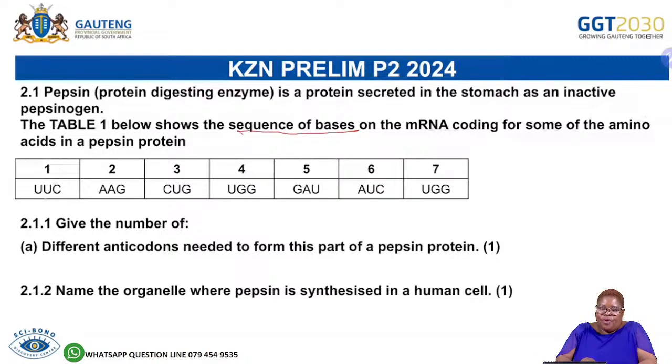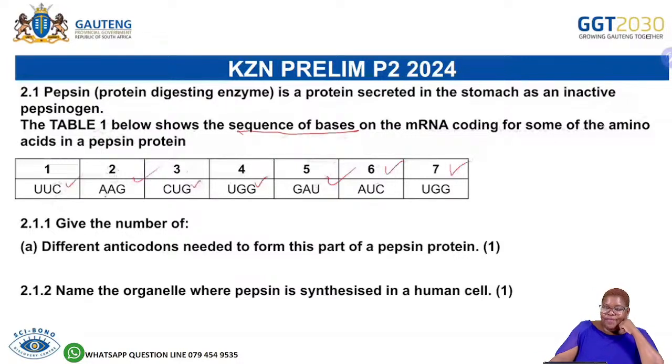Number 1, we've got UUC, 2, AAG, 3, CUG, 4, UCG, 5, GAU, 6, AUC, 7, UGG. Okay, so table 1 below shows the sequence of bases on the mRNA coding for some of the amino acids in a pepsin protein.